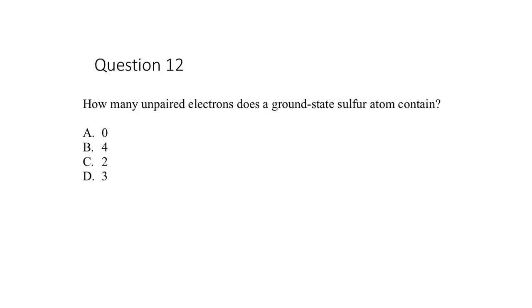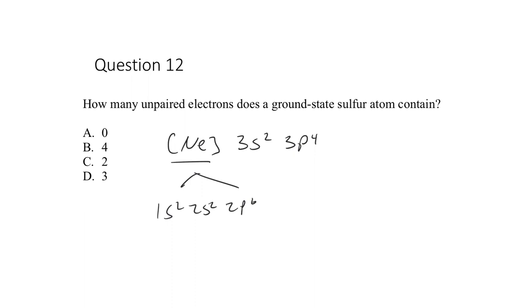How many unpaired electrons does a sulfur atom contain? Sulfur's ground state electron configuration would be the neon configuration, followed by 3s2, 3p4. Just look at the periodic table to see that we're in the row after neon. Neon's configuration is 1s2, 2s2, 2p6, so we can condense the configuration of sulfur down to here. If we're thinking of the entire configuration, I could be thinking of the 1s, the 2s, the 2p set of orbitals, the 3s, and then the 3p. So think of these orbitals this way.